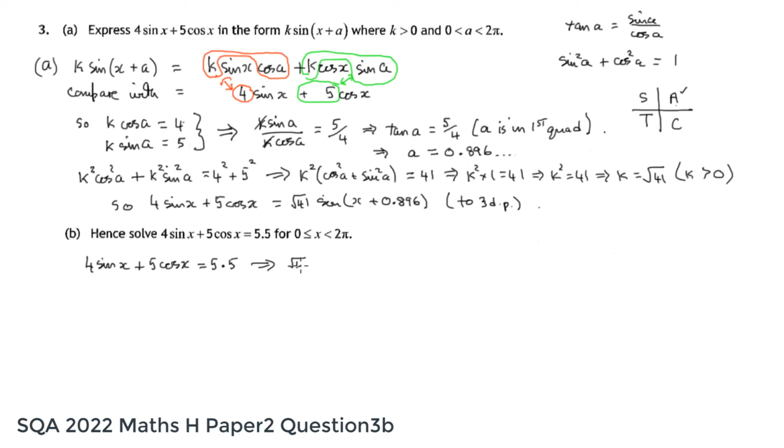So we'll have root 41 times the sine of x plus, and we revert to the full version. It's not an approximation we need now. So root 41 times sine of that angle is going to be equal to 5.5. That's what they're asking us to solve. So let's get the sine of x plus 0.896 and so on equal to 5.5 divided by root 41.